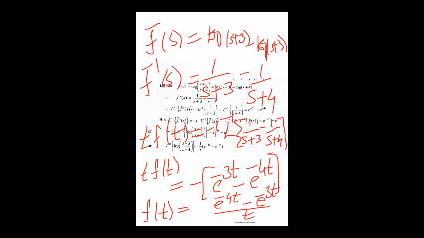We have to write f of t as L inverse of f bar of s. We know that f bar of s equals log of s plus 3 by s plus 4.